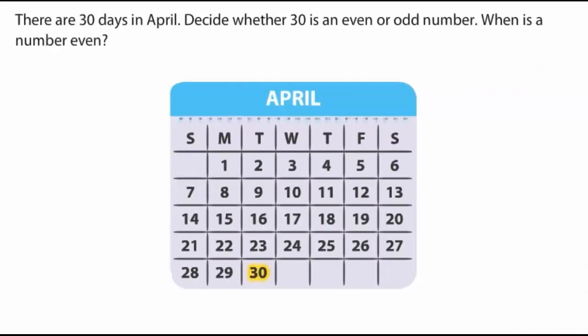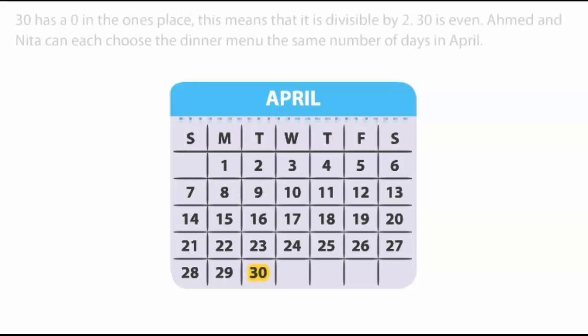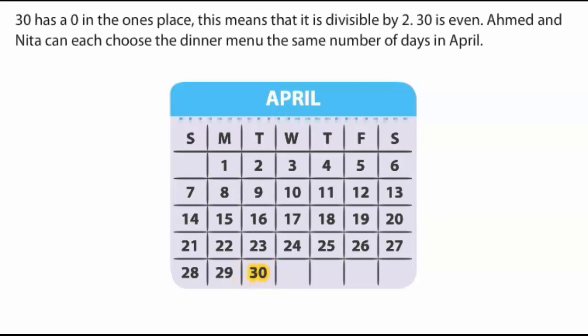There are 30 days in April. Decide whether 30 is an even or odd number. When is a number even? 30 has a 0 in the ones place. This means that it is divisible by 2. 30 is even. Ahmed and Nita can each choose the dinner menu the same number of days in April.